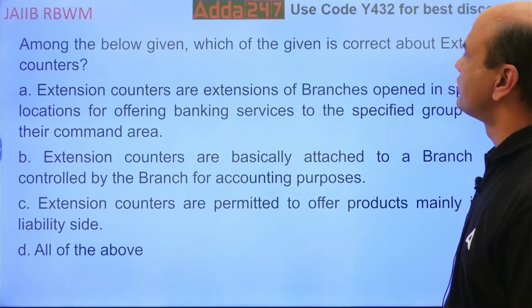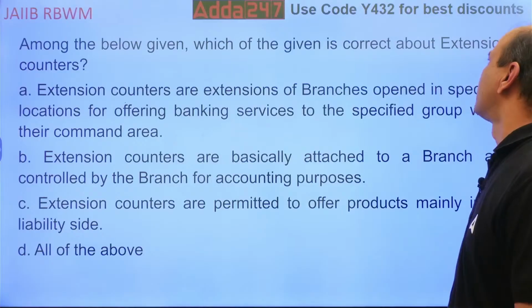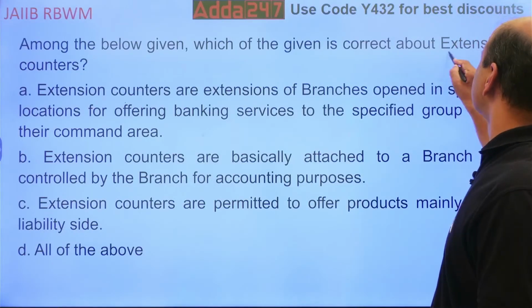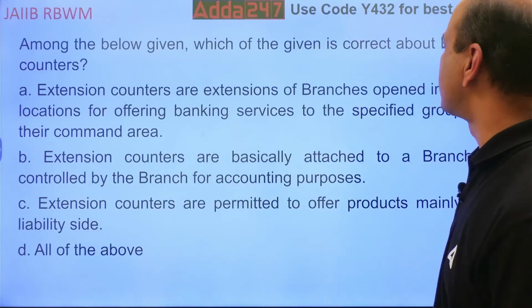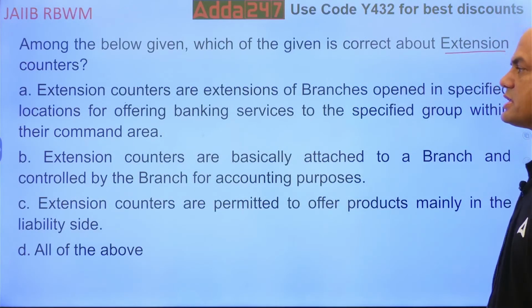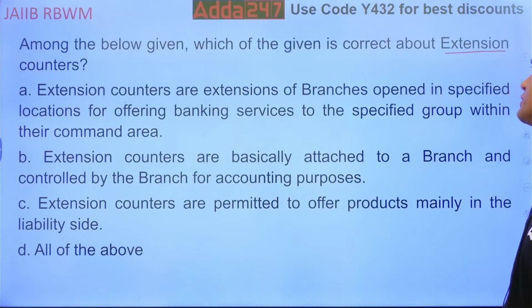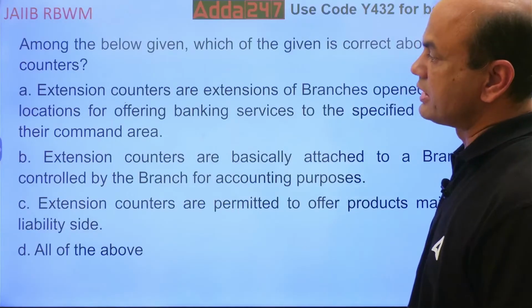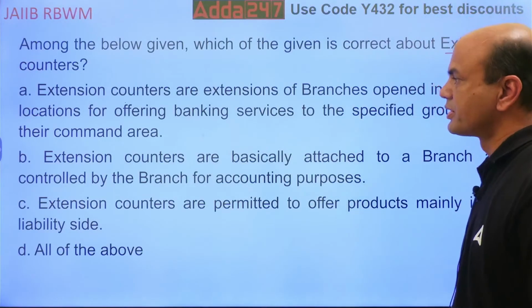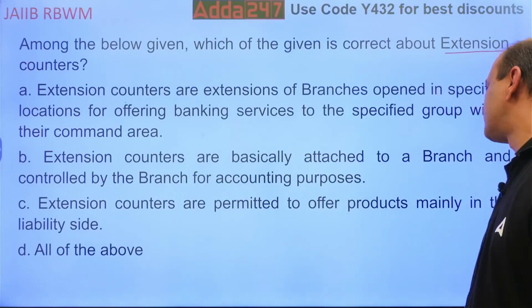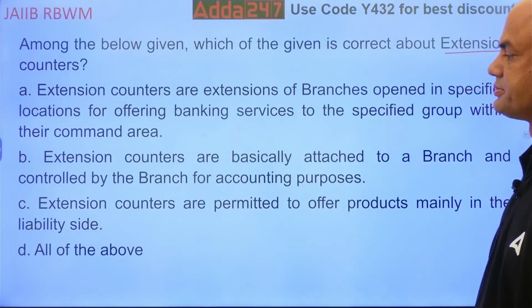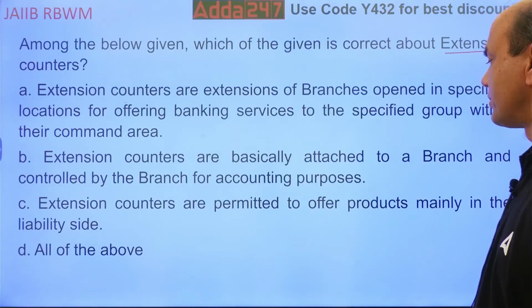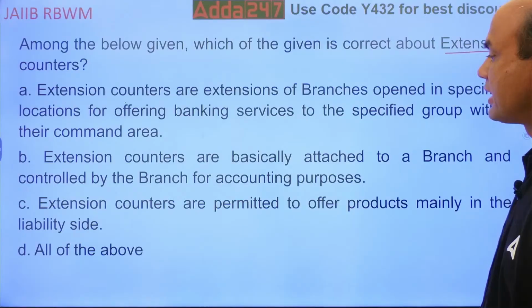Among the below given, which is correct about the extension counters? Extension counters are extensions of branches opened in specified locations for offering banking services to a specified group within their command area. Extension counters are basically attached to a branch and controlled by the branch for accounting purposes. Extension counters are permitted to offer products mainly on their liability side.